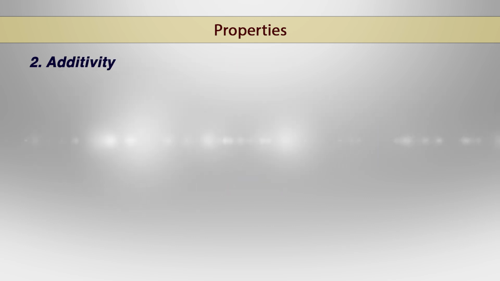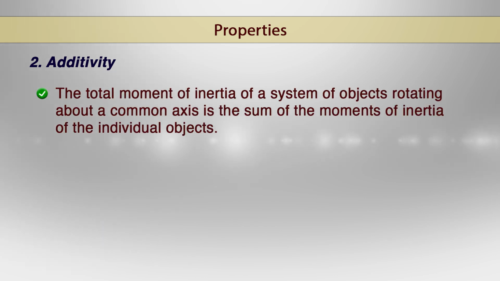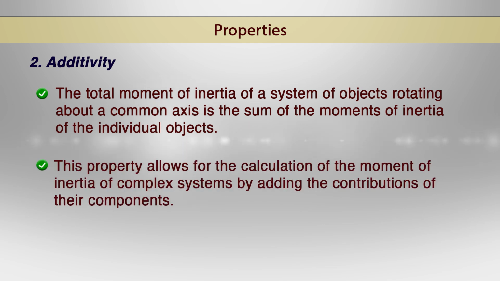The second property is the property of additivity. The total moment of inertia of a system of objects rotating about a common axis is the sum of the moments of inertia of the individual objects. This property allows for the calculation of the moment of inertia of complex systems by adding the contributions of their components.